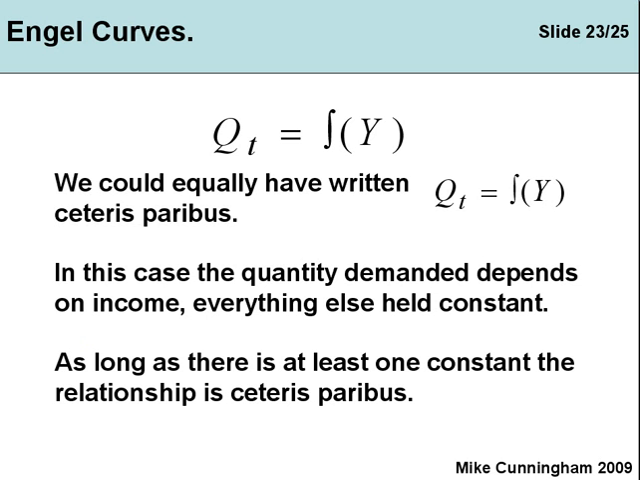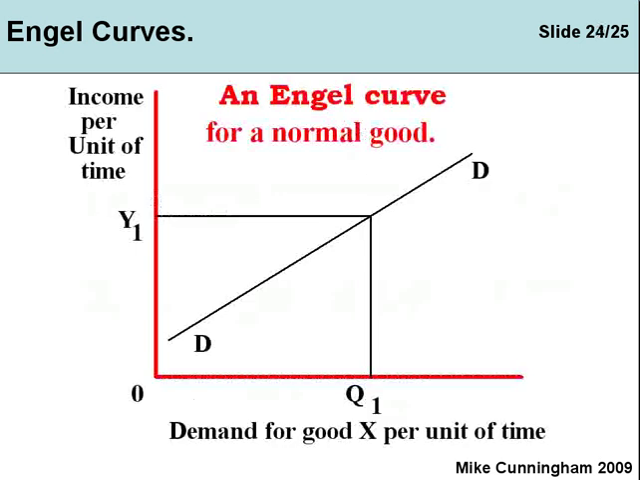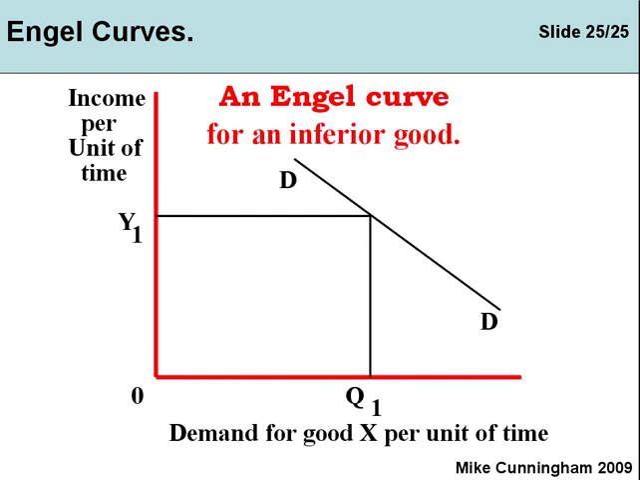Okay, let's go on with the Engel curve after that slight digression. Here's an Engel curve for a normal good. This is like the one I drew earlier in the session. As income increases, then the demand for the good increases also. For an inferior good, as income increases, less will be demanded. So that is the relationship between income and the demand for the good.